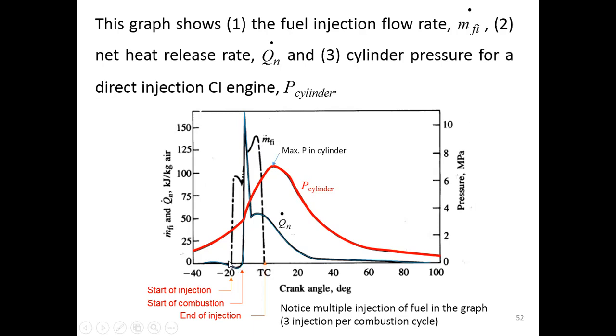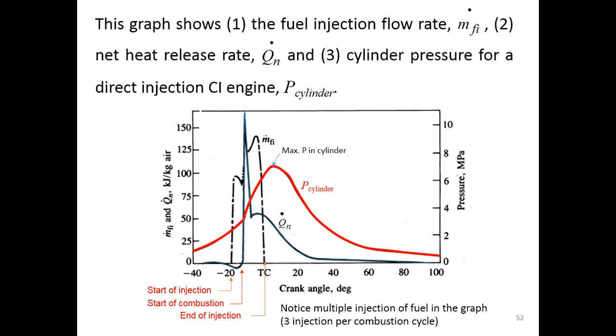Okay, so this is the way we inject the fuel into the cylinder. You can see that we have multiple injections of the fuel here. For this graph, you see 3 injections per combustion cycle.